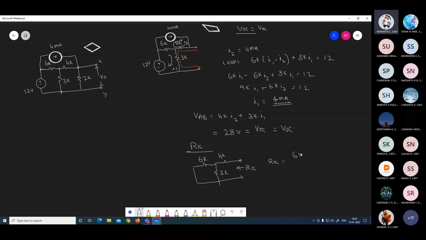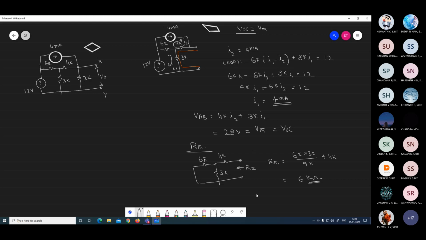6K into 3K divided by 9K, plus 4K. This is in series. 6K, sir. 6 kilo ohm, correct. Right. Next, this is where you find out the Thevenin network. You find out the Thevenin voltage and the Thevenin resistance.